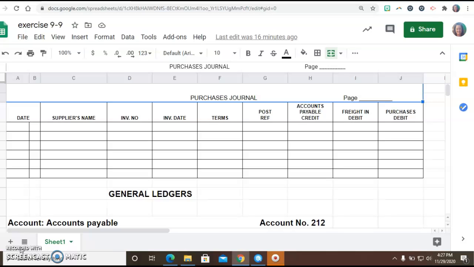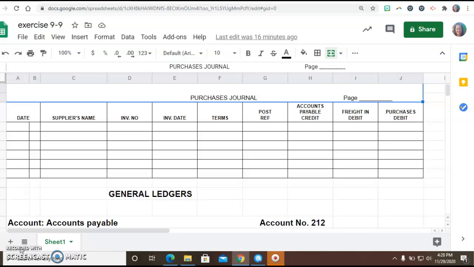To start class today, you should have learned a little bit more about the purchases journal with your questions. A purchases journal is used to record purchases of merchandise on account only. So again, if you were to purchase merchandise with cash, you would not be able to use this journal. You'd have to use a different journal. But for the sake of this activity, all of your purchases will be on account.